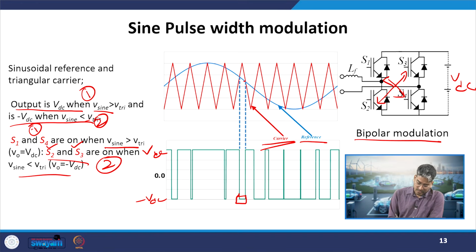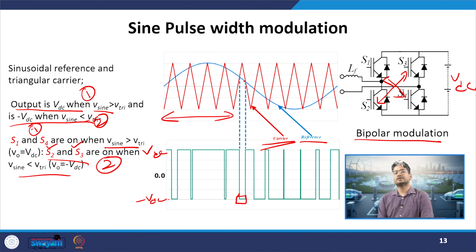Now, why is this called a bipolar modulation technique? If I see, during the positive half cycle also, I have generated negative voltage. So, how is the voltage at the AC terminal changing? It is shifting between plus VDC and minus VDC for both the half cycles.